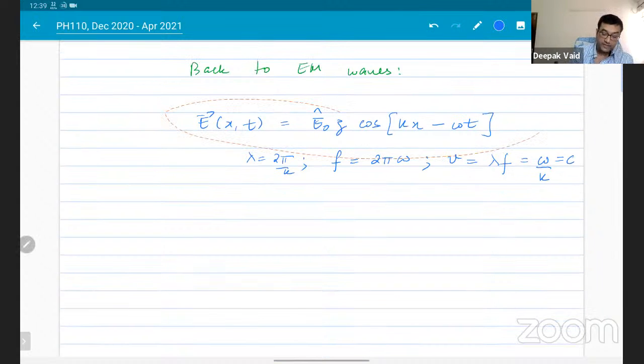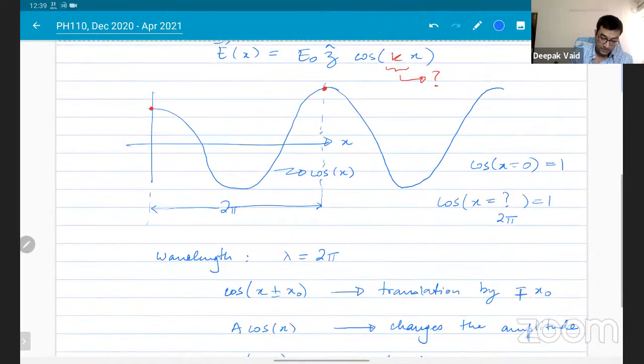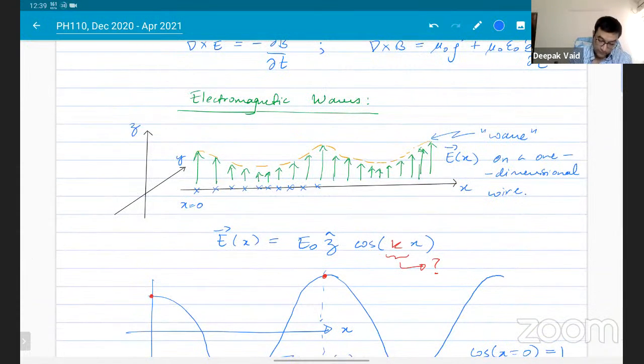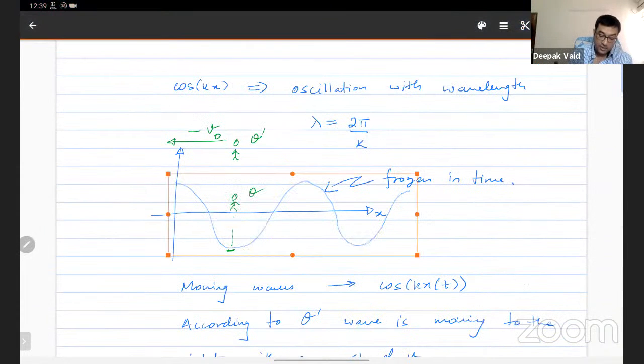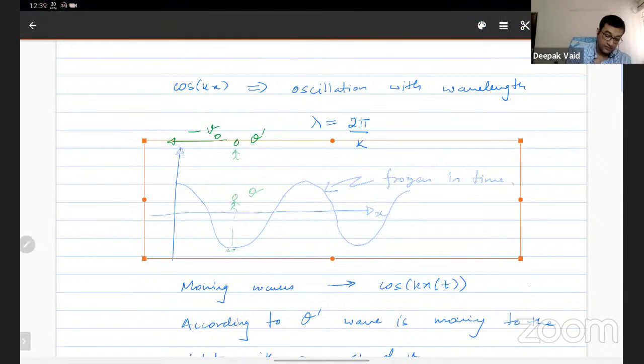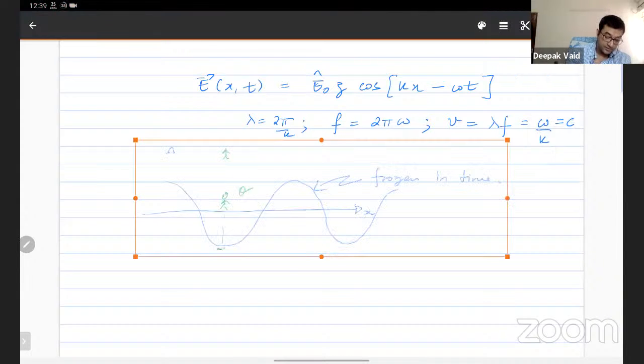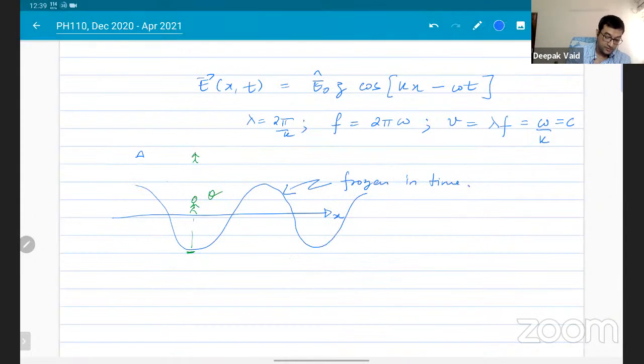Now, if you look at a wave like this, what does an observer see? So we come back to this observer. Where is that observer? This observer. Let's say this observer has a detector which measures the electric field. So it's no longer frozen in time. It is moving to the right with some speed omega by k.